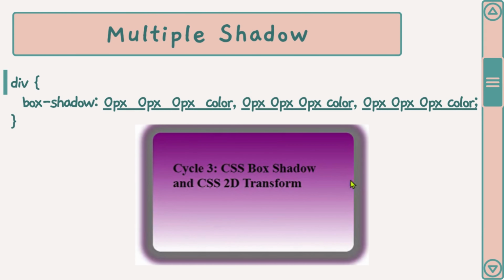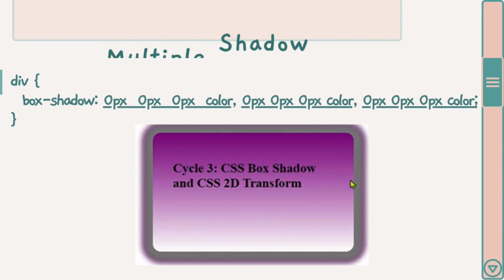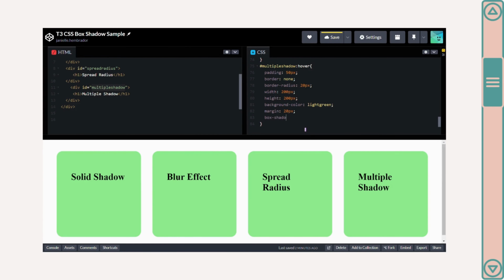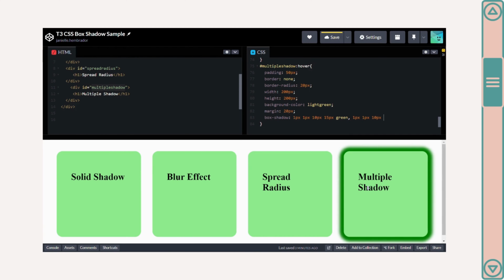Now for the fourth and the last box shadow styling, we have the multiple shadow. First, let's type the value for the first layer of your shadow, followed by the value for the second layer of your shadow. For you to be able to see the radius of your second layer of the shadow, you have to adjust or change the value of the radius. For example, from 15px in the first layer, let's change it to 25px. And then you can set the color of your second layer of the shadow.